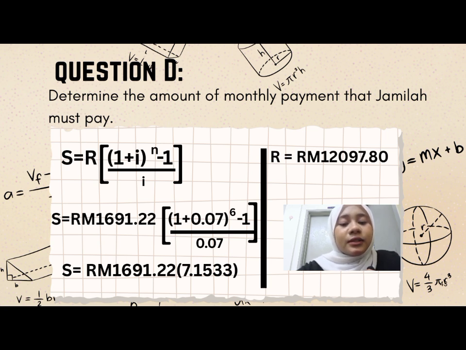Next, we rearrange the formula to find the monthly payment R. So, R equal to 1,691.22 times 7.1533 equal to RM20,097.13. Therefore, Jamilah must pay RM2,097.80 each month.